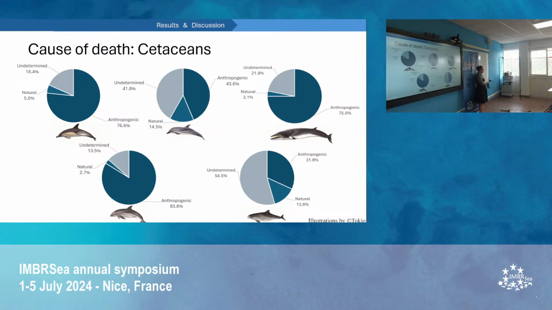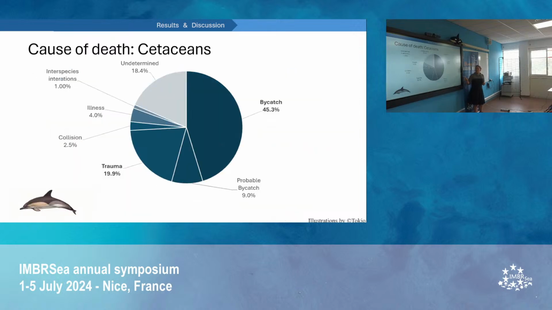Yeah. And then just one last question. Can you tell me again your anthropogenic classification? Because it's a general thing, but you mentioned some smaller classifications. Yeah, so anthropogenic is broken down between bycatch, probable bycatch, trauma, and collision. Okay, and where's litter in that? We don't have any that have died of litter at all.